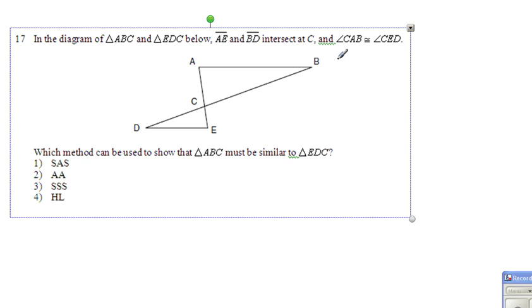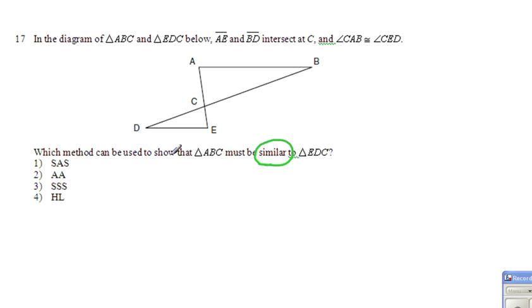Now, here we have similar triangles. Chances are that it's going to be AA, but let's see if it works or not. Angle CAB is equal to angle CED. But even though they didn't mention, these two vertical angles are equal to each other, so it's got to be AA. That's it.